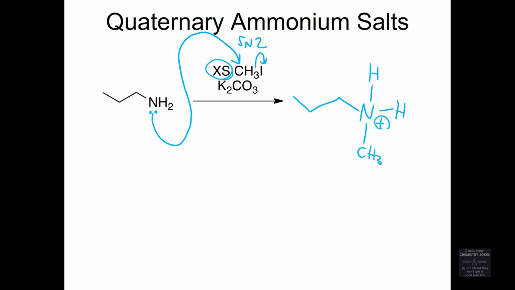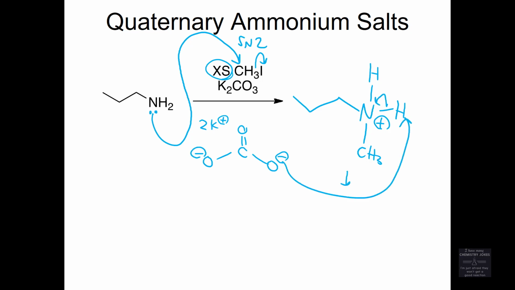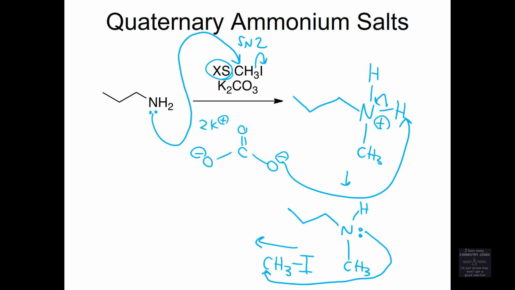Potassium carbonate, K2CO3, is 2 K pluses and a CO3 2 minus. That's a base. That base can clean up that H to get you back to a neutral amine. Because you've got excess methyl iodide, you do another SN2, like this. You get nitrogen with a hydrogen and 2 methyl groups and a positive charge. Another potassium carbonate cleans up that hydrogen to give you a tertiary amine.